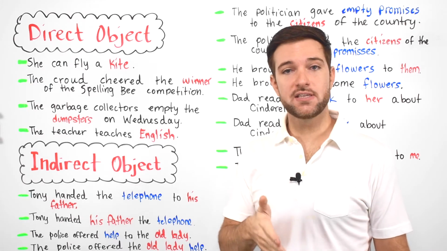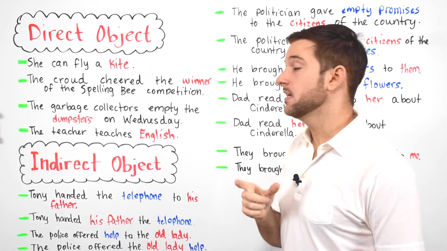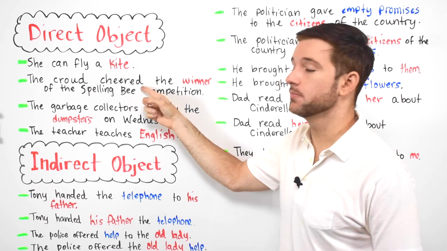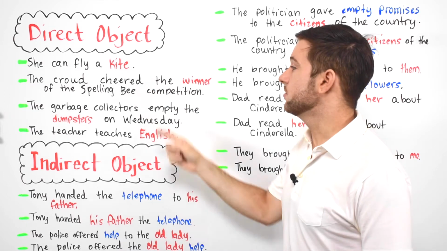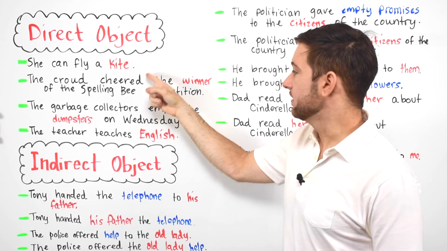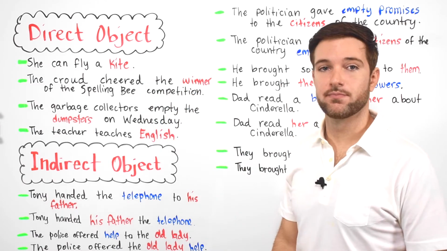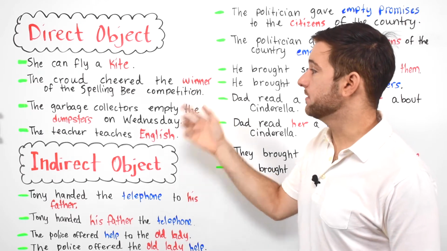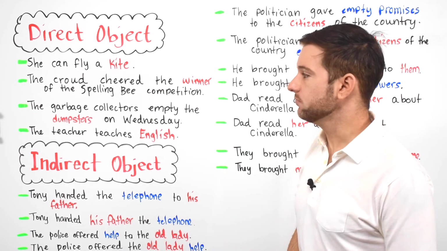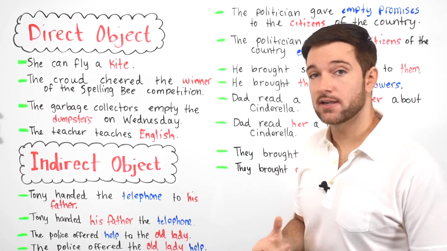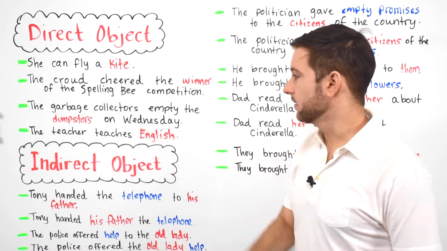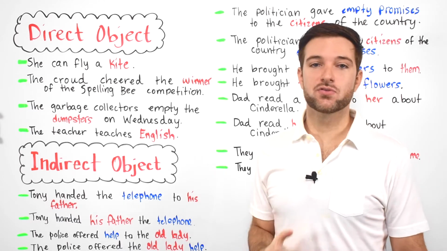The winner is receiving the action of the verb, which in this case is to cheer. Okay. It's the past, cheered, but it comes from the verb to cheer. All right. So the verb here, to cheer, is affecting the winner of the spelling bee competition. Okay, all right. In this example of a direct object, we have, the garbage collectors empty the dumpsters on Wednesday.